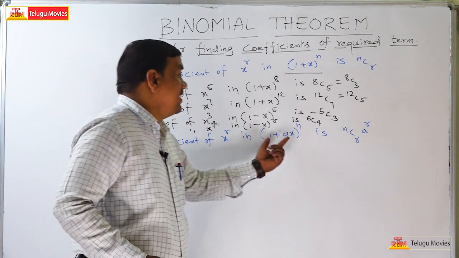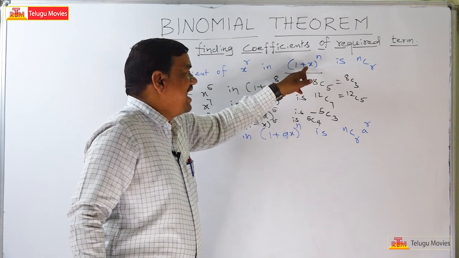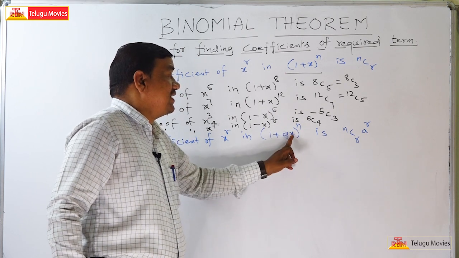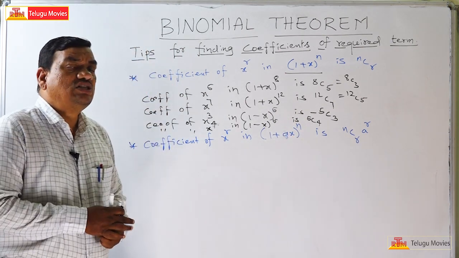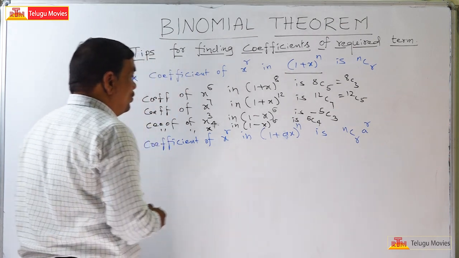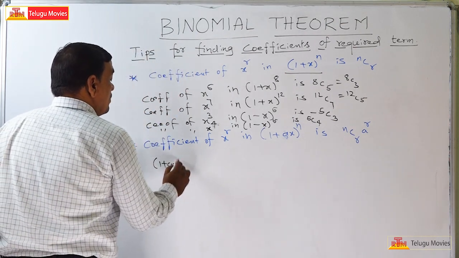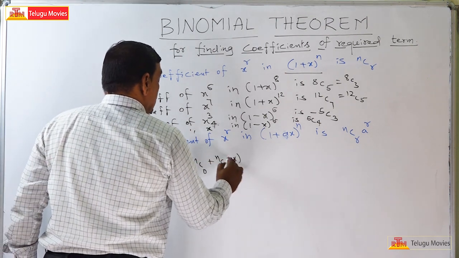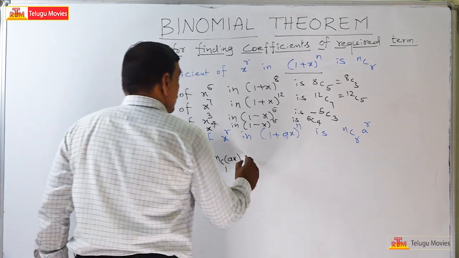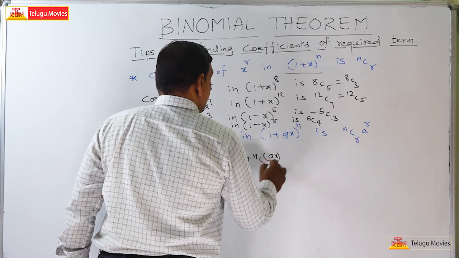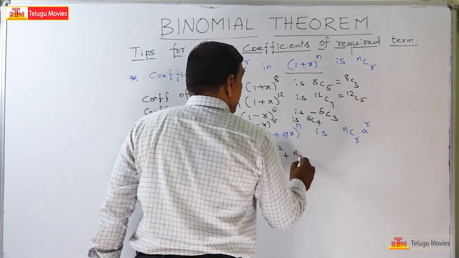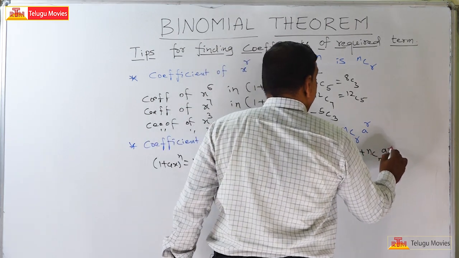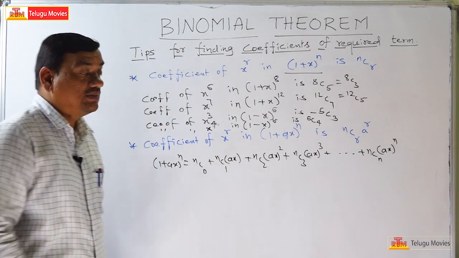Now, see this binomial. Here the binomial is 1 plus x, where the x coefficient is 1. But here, (1 plus ax) whole to the power of n, the x coefficient is a. So if you do this expansion, (1 plus ax)^n is equal to nC0 plus nC1 into ax power 1, plus nC2 into (ax) square, plus nC3 into (ax) cube, plus so on, nCn into (ax) whole to the power of n. That is the expansion you will have.